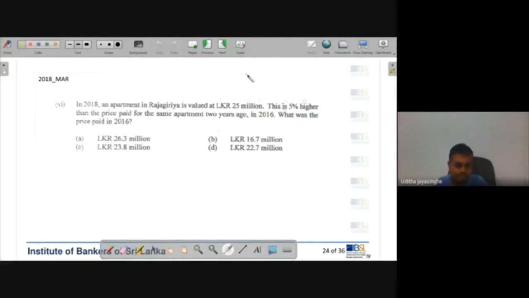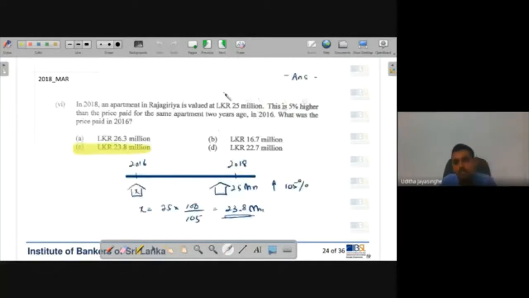2018 March. So this is a simple appreciation depreciation. Very simple question again. 2018 March, apartment in Rajagiri valued at 25 million. This is 5% higher than the price paid for the same apartment 2 years ago in 2016. What was the price paid in 2016? So nothing but a simple appreciation. This value that you see here, 25 million, is going to equal 105. And the value that is denoted as x in that case is going to be equal to 100 over 105 of the value of 25. The answer is 23.8 million.